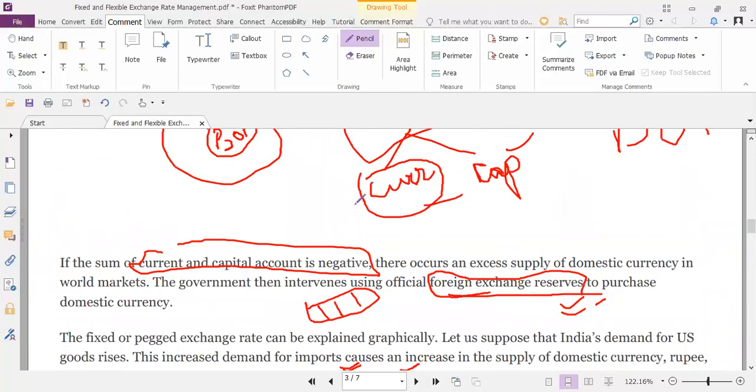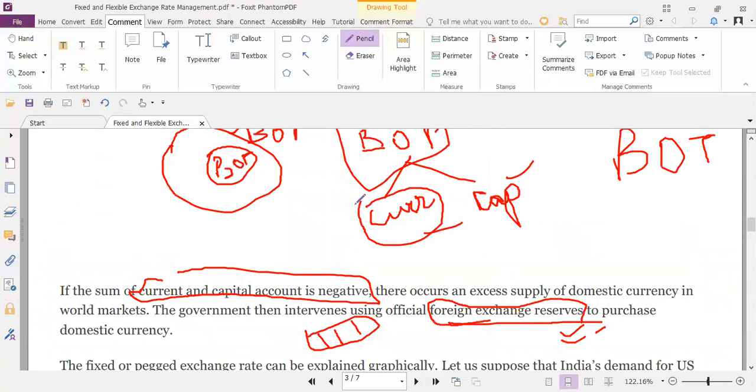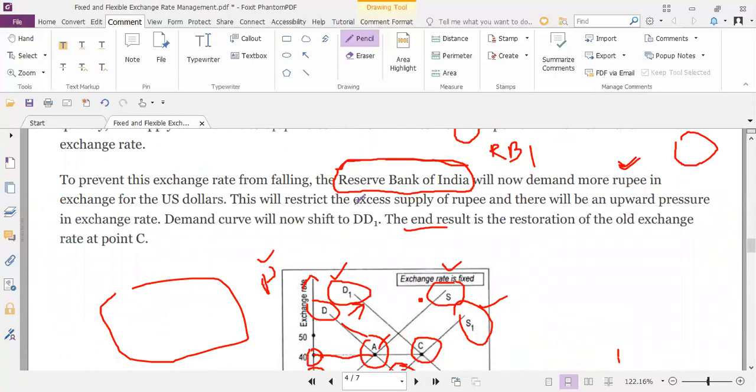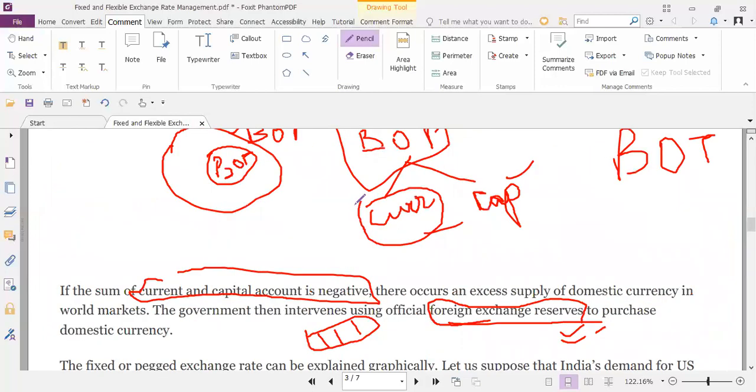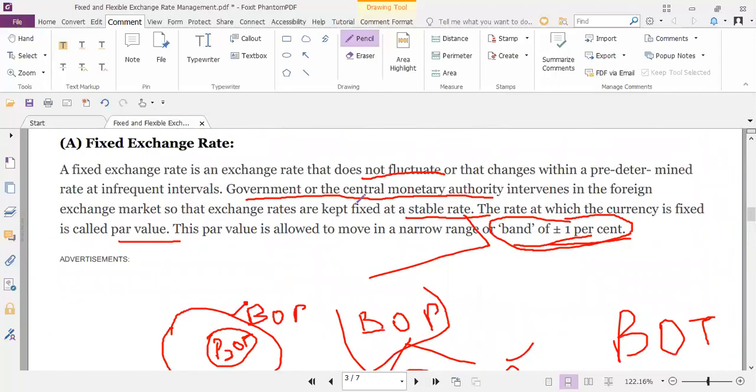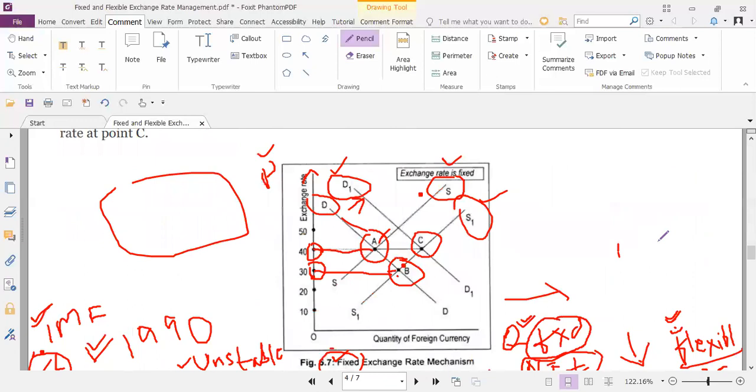I think this is not required, but you can just give this graph and one or two lines first under fixed exchange rate, like this. Yes, the first para. I think till here also if you write, this is enough. A stable rate is enough. Or if you want to increase this by one more line, then yes, write the first para, and then after that you can move to this graph and explain the graph a little.